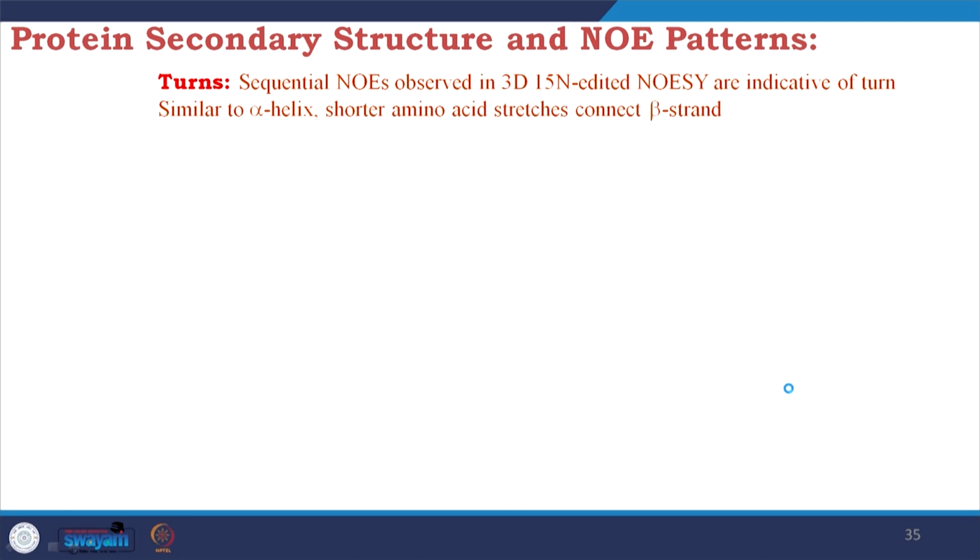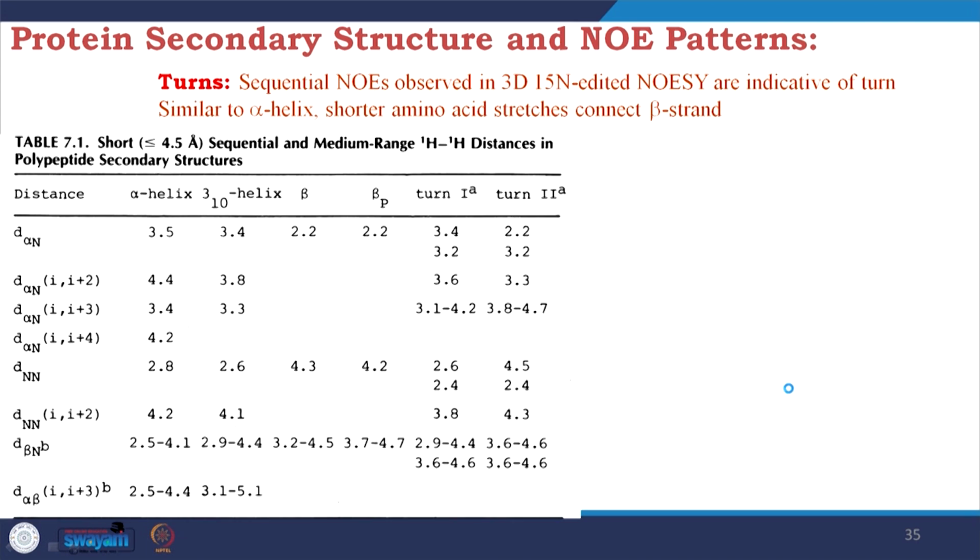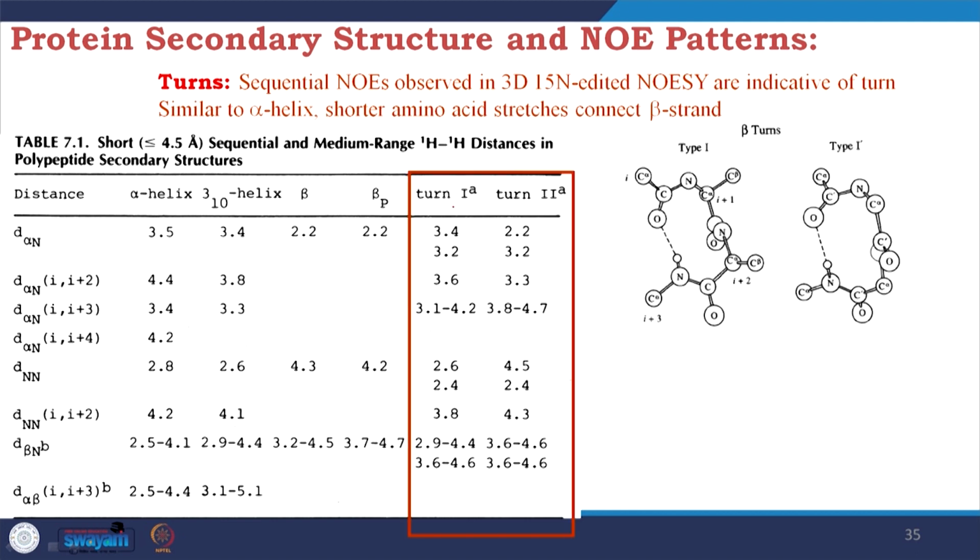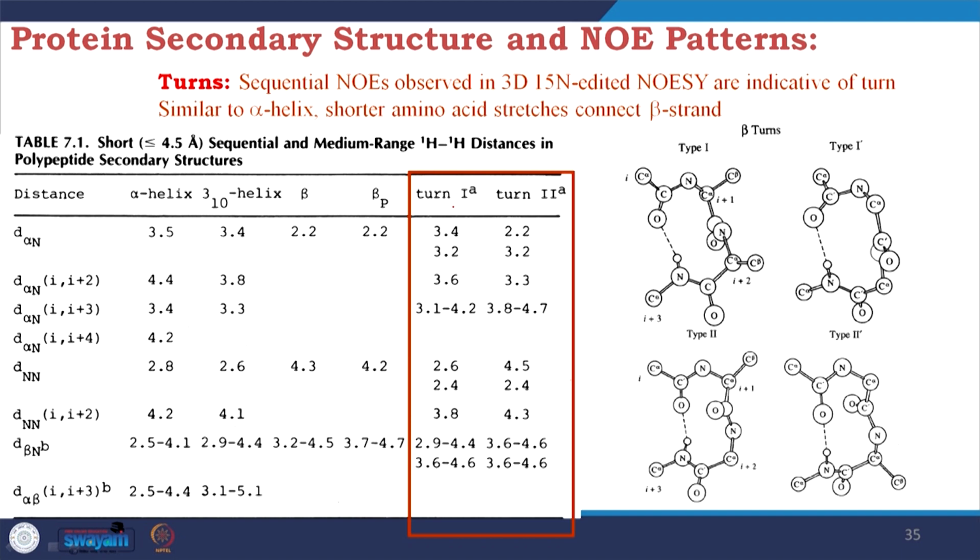For turns, sequential NOEs observed in 3D 15N edited NOESY are indicative of a turn. Similar to alpha helix, shorter amino acid stretches connect beta strands. These are similar values. You will see the values for turn 1 and turn 2. Now, in the beta turn, type 1 has 2 types and type 2 has 2 types, so these values are not separating them.